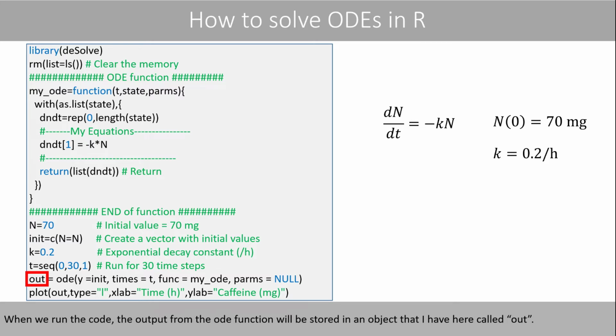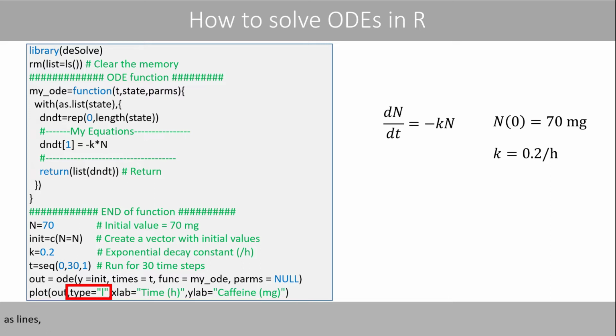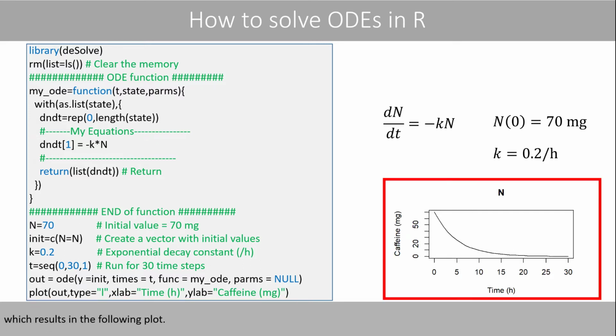We then run the code. The output from the ode function will be stored in the object that I have here called out. We then use the function plot to plot the output as lines, which results in the following plot.